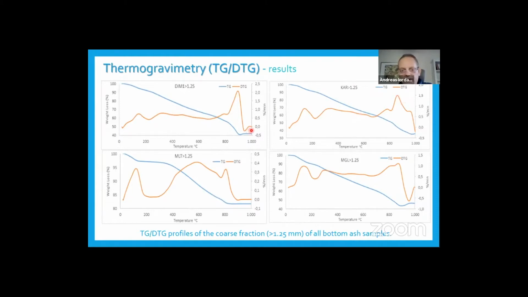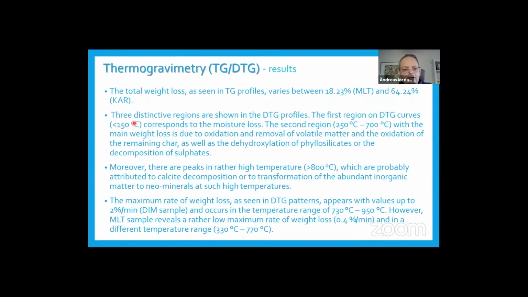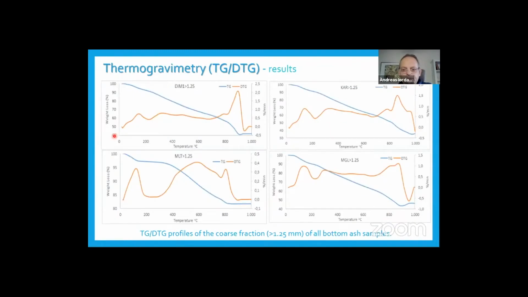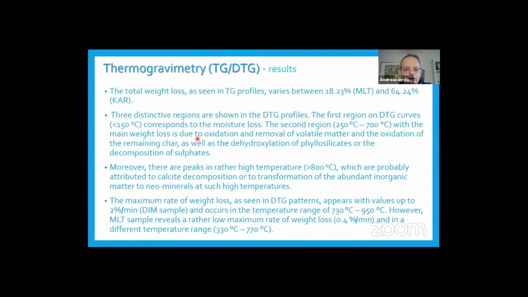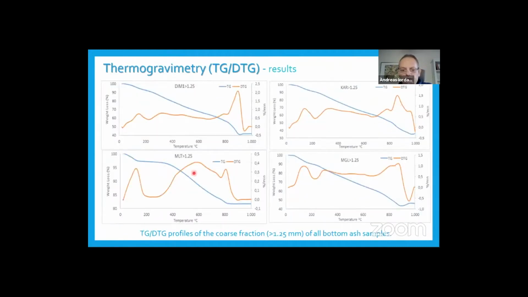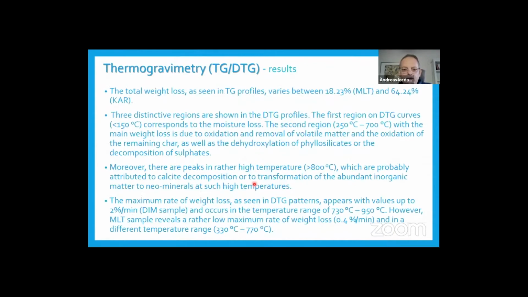I will go now to the next slide just to tell you something about these profiles. In these profiles, we can see three distinctive regions. The first region is below 150 degrees Celsius, which corresponds to the moisture loss. The second region, you can see here or here, is the main weight loss, which is actually the combustion itself, due to the oxidation and removal of volatile matter and then the oxidation of the remaining char. And then at high temperatures over 800 degrees Celsius, in this region, we have some transformations of the inorganic material, of the inorganic minerals.